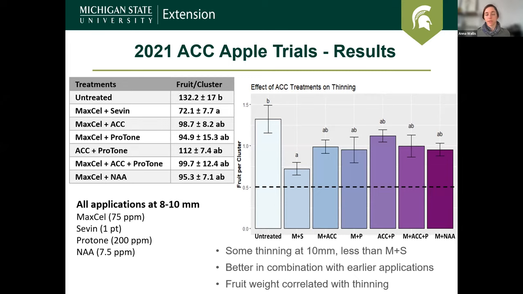But we ended up having a really heavy crop load, and so I think that contributed to the lack of difference between treatments. But overall, what we saw was some thinning with these combinations at 8 to 10 millimeters. And we think they would obviously be better in combination with earlier applications as part of a complete program, as opposed to standing alone, which is not how we operate in general thinning practices anyway. We did see some differences in fruit weight, but that was always correlated with the amount of thinning.